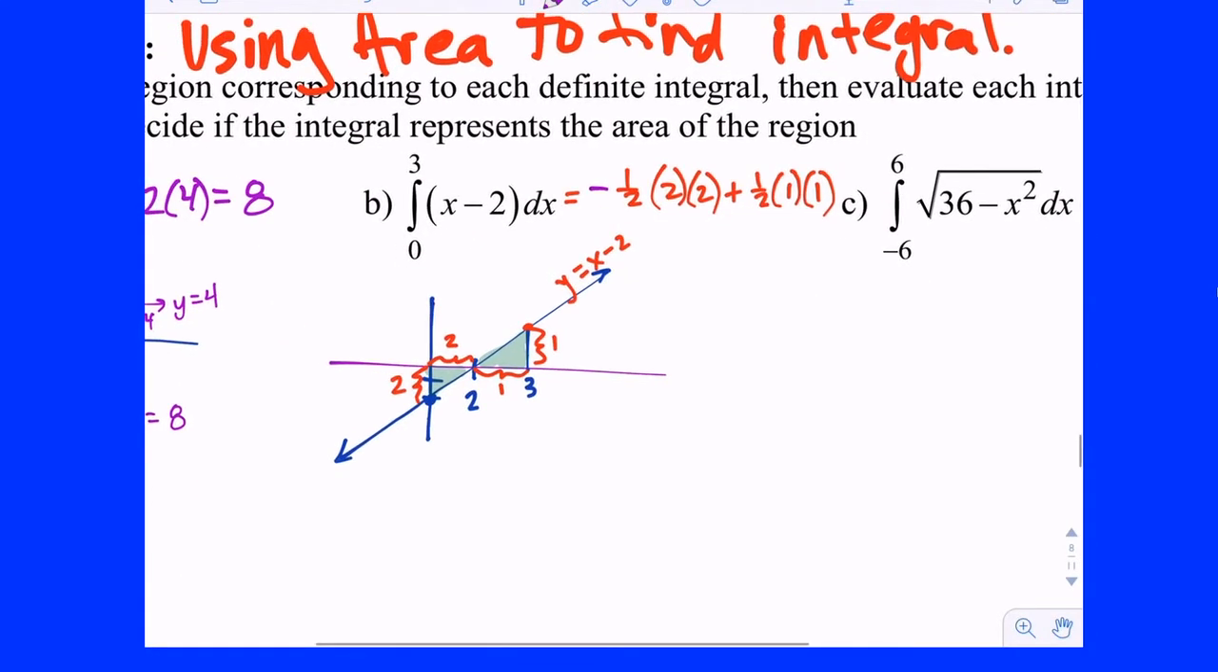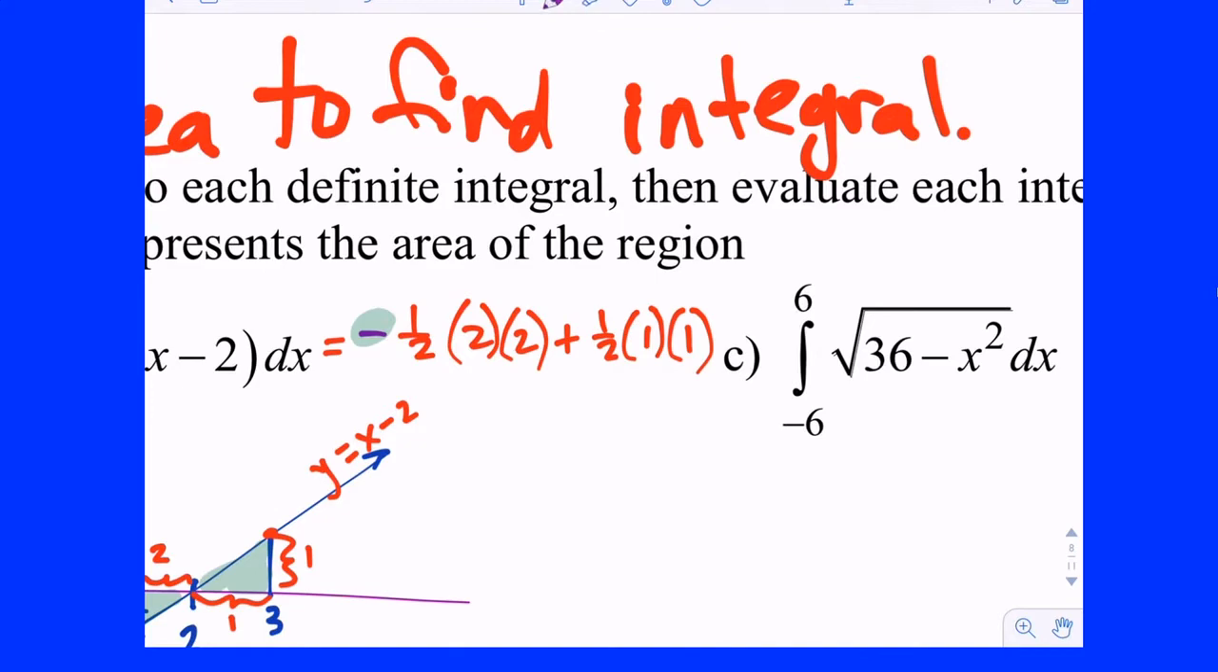Yeah. And if you want to include the minus in the height, because you're actually having a negative y value there of -2, that's fine. Just don't forget that sign. This is where you're using area to find the integral. All right, so if you evaluate that, then you get -2 plus a half, which is -3/2 or -1.5.